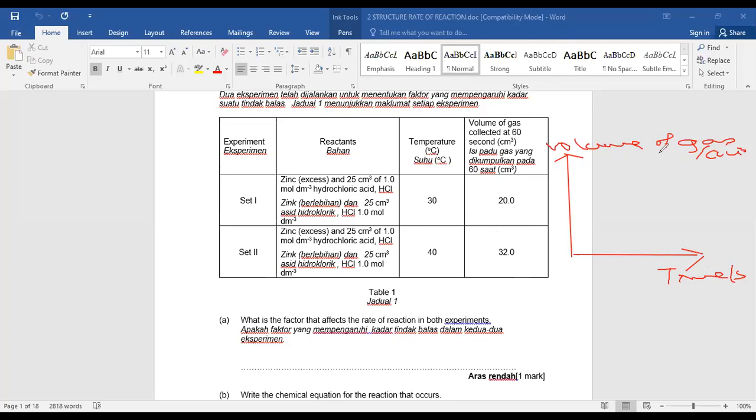Okay. Now we continue. Just now we know that for set 2 the temperature is higher. Sorry, I pressed something accidentally. Okay, we continue on here.